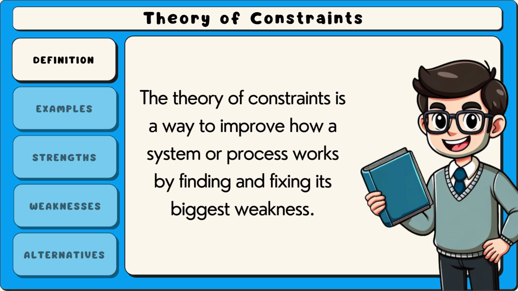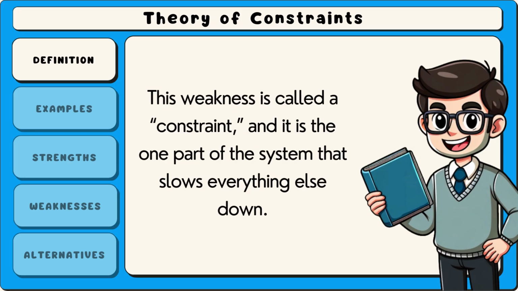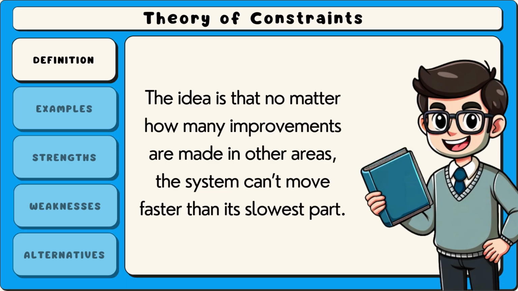The theory of constraints is a way to improve how a system or process works by finding and fixing its biggest weakness. This weakness is called a constraint, and it is the one part of the system that slows everything else down. The idea is that no matter how many improvements are made in other areas, the system can't move faster than its slowest part.